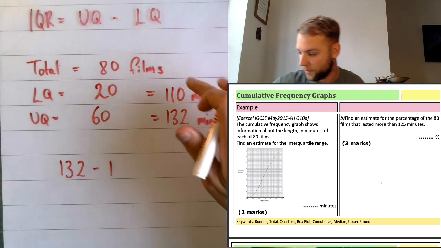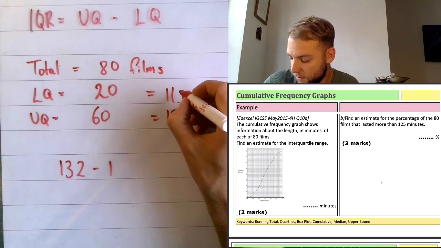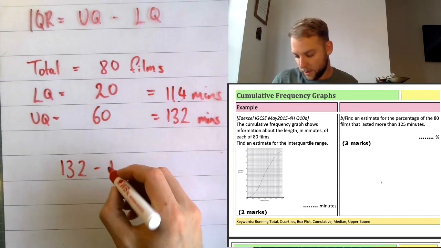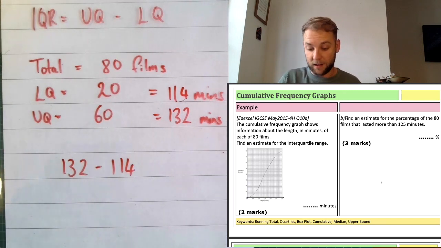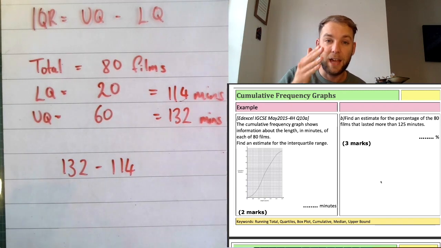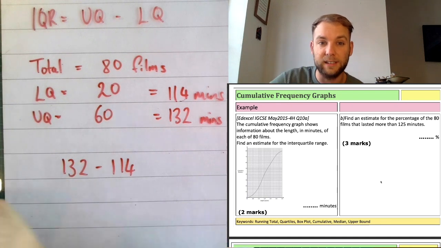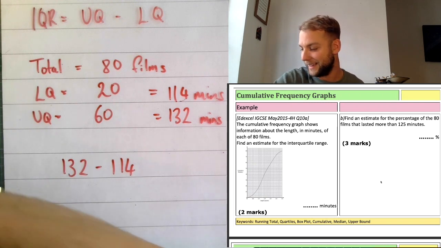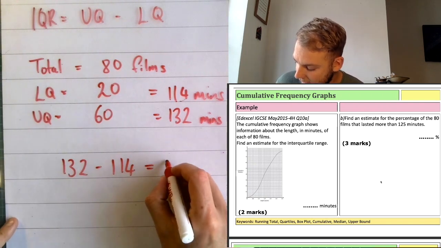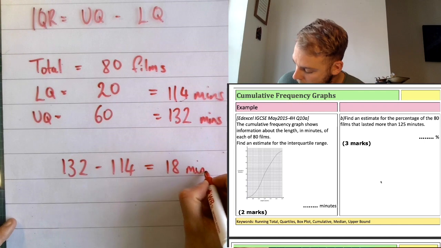I think it's a bit more than that, actually. I think it's more like 114. So 132, take away 113. I'm probably going to be miles out, but that's because I'm just using my eye. If you were doing this, you'd draw it across and down, draw it across and down. So 132, subtract 114 is equal to 18 in this case. 18 minutes. Super.